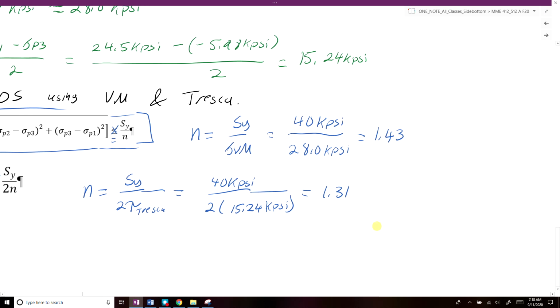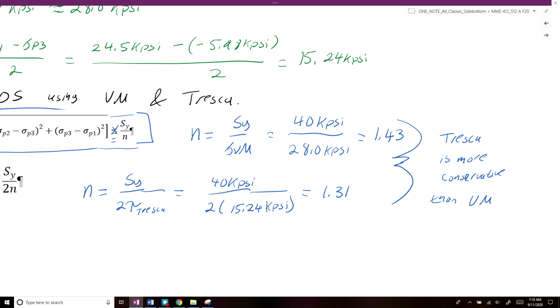So what you can see here is that in this case, for our combined normal stress combined with a shear stress, the Tresca criterion, because the factor of safety is smaller, is more conservative than the von Mises criteria, right? So this is the general procedure you could use to find the factor of safety for a given part.